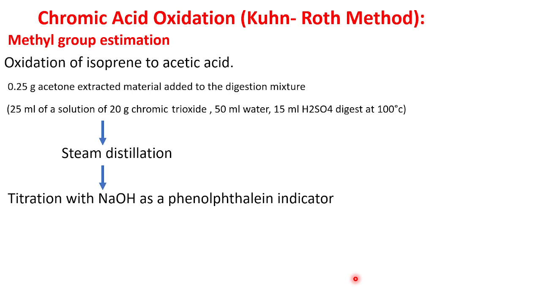The next is the chromic acid oxidation, which is called the Kuhn-Roth method. This is done to determine the presence of a methyl group in your polymeric material. Now, a methyl group is present in isoprene, because there is CH2, CH, CH3, double bond, CH2.